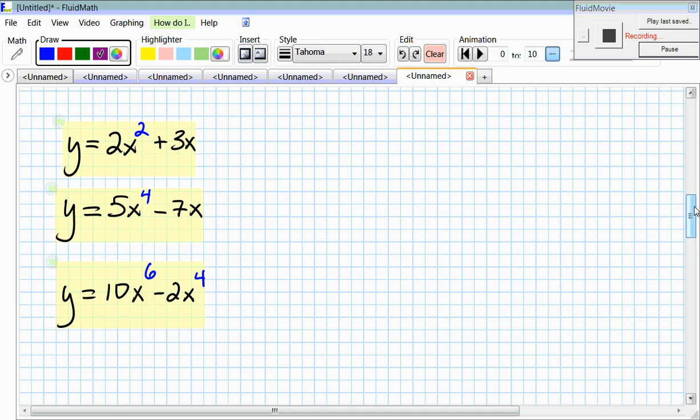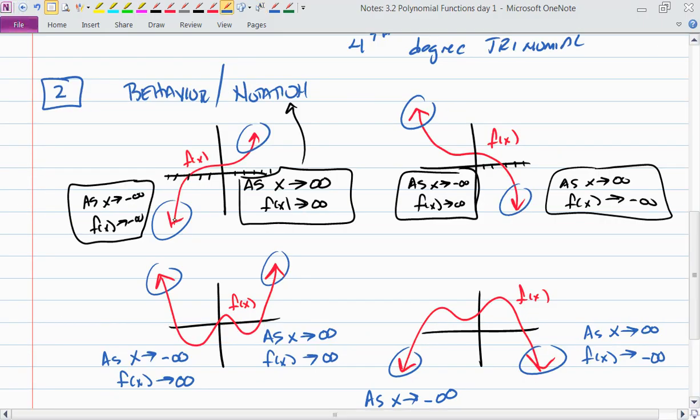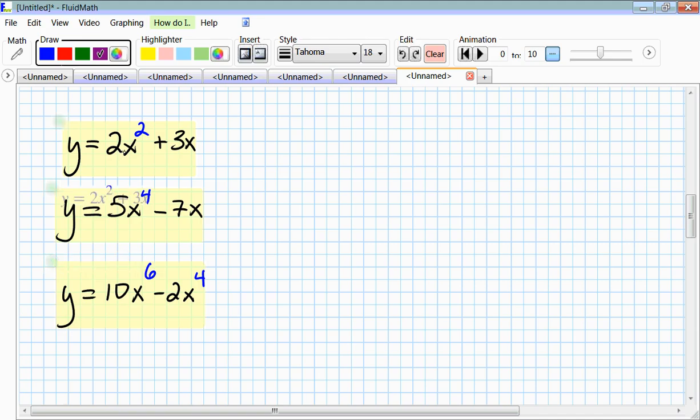What do you notice about all of these right here? They're all even. Their degrees are even and their coefficients are what? Positive. So if you had to guess, what do you think the end behavior is going to be, given the fact that we've already seen left on the right and rise on the right? I have to guess it's the W. What do you think? The W? All right, let's see.